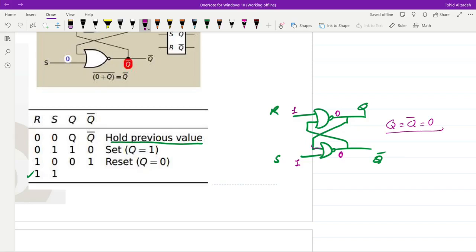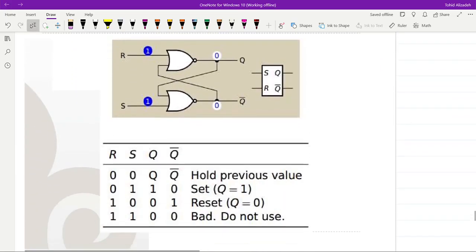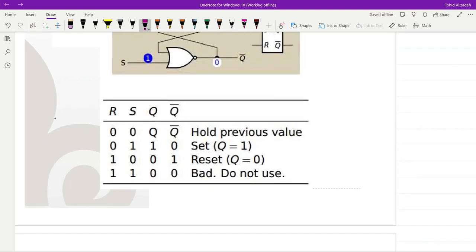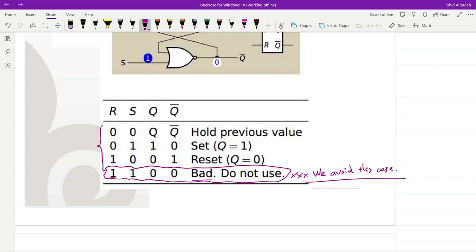And therefore, both Q and Q bar will be equal to 0. And this is the case which is not designed for us, because we want to have Q and Q bar being complement of each other. They cannot both be equal to 0 at the same time, or both equal to 1. So this is a case which is not valid, or it is a bad case. We are not going to use it. So for the SR latch, this is the case that we try to avoid. But the other three are the ones that we are going to use.